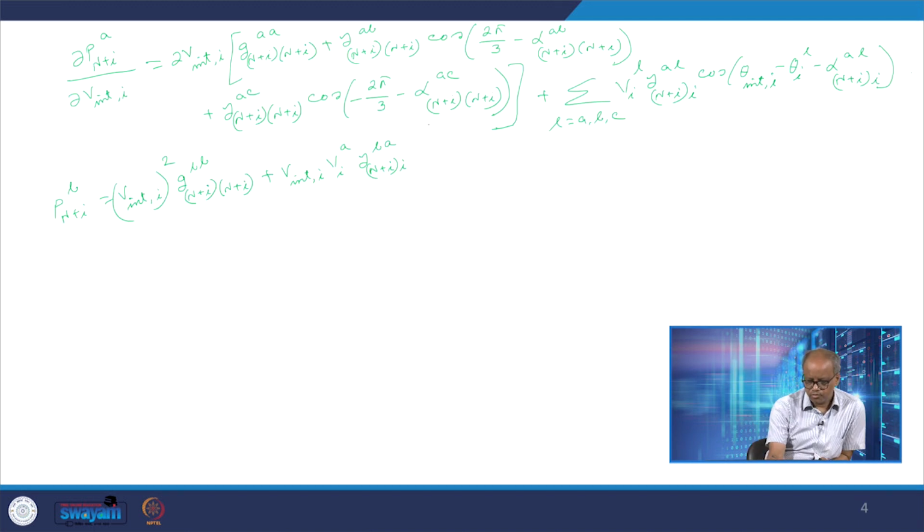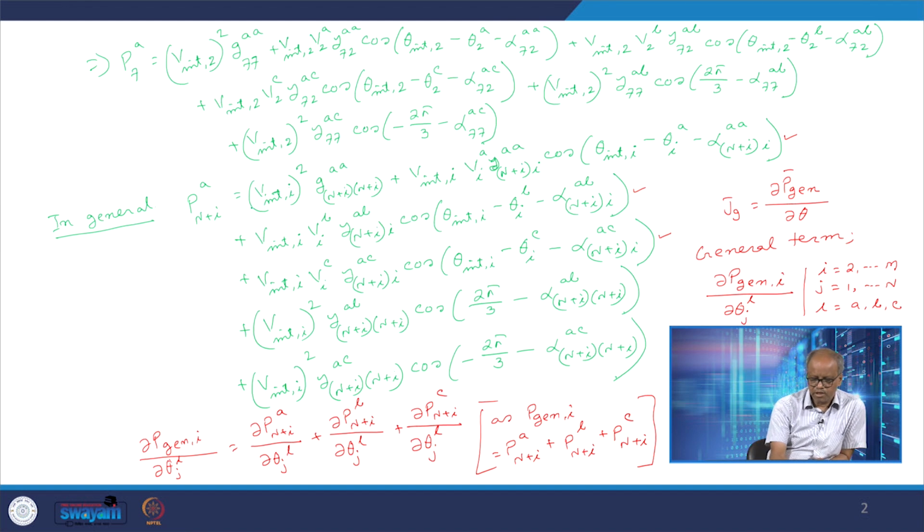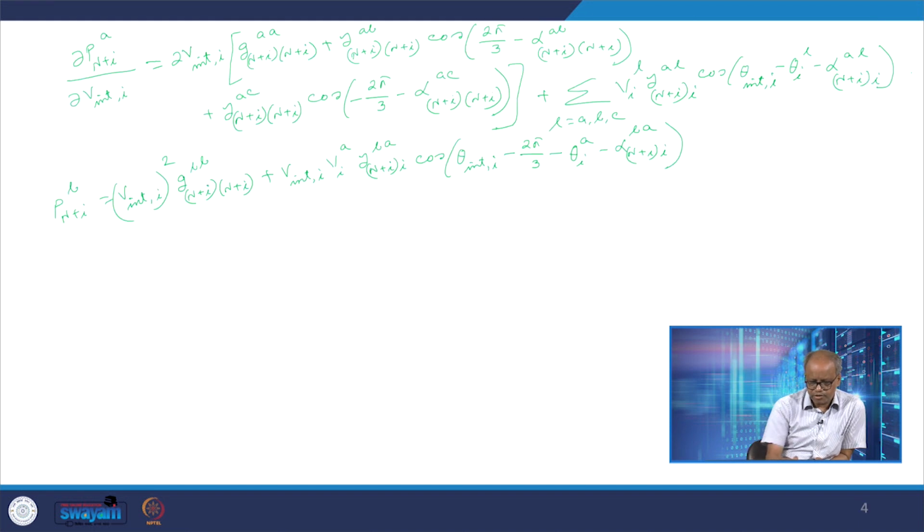So it would be cosine of theta internal I minus 2 pi by 3 minus theta I A minus alpha n plus I B A, right? So this would be the case, because in the case of phase A it is theta internal I, while for phase B the internal bus angle is theta internal I minus 2 pi by 3. All the other things will be the same, but these angles will change.